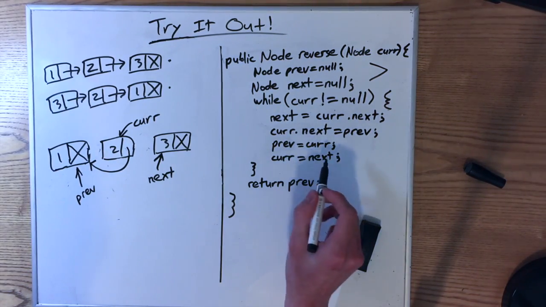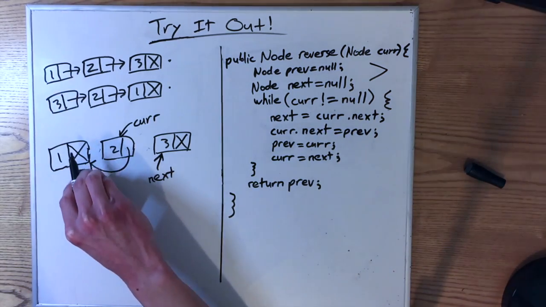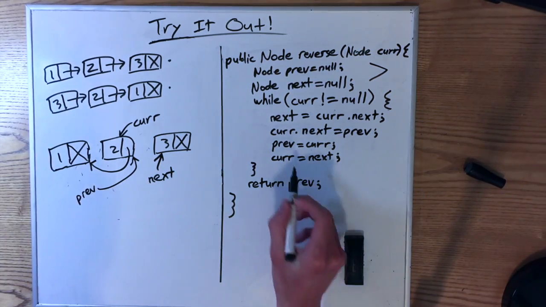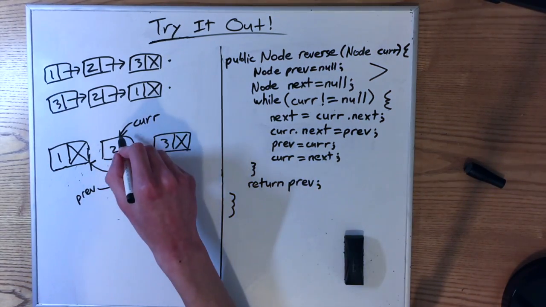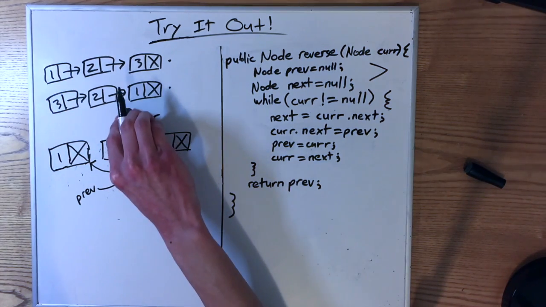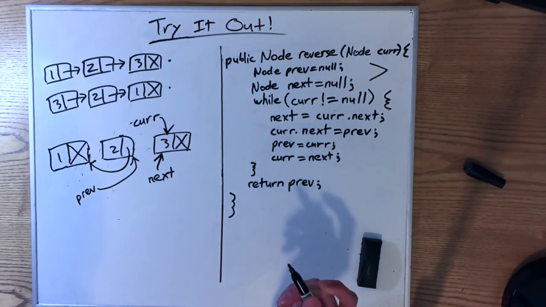Then we see that prev equals cur. So cur points to the second node, so prev will also point to the second node. Cur equals next. So cur, we're going to move the pointer up from the second node to the third node. So let's remove that, and cur points to the third node.